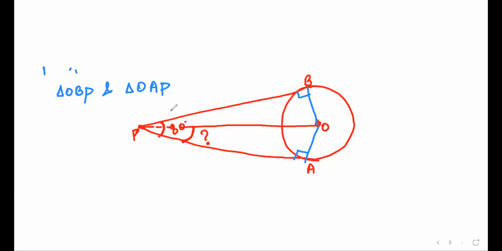So in triangle OBP, at first we can see this B is 90, A is 90. Let's write it. Angle OBP is equal to angle OAP, right? Now we can also say that there is a common side, that is OP, that is in both the triangles. So OP is equal to OP, right? This side is common in both the triangles. We have to write it over here that this is the common side.